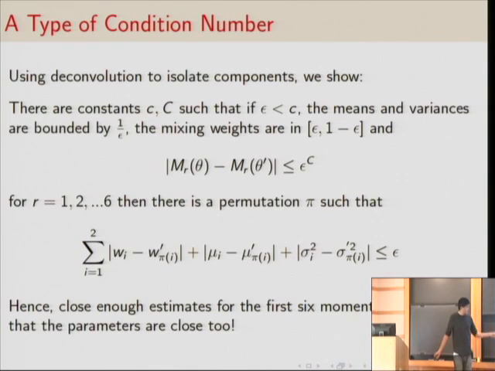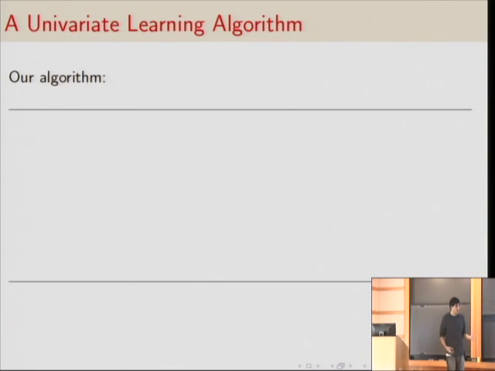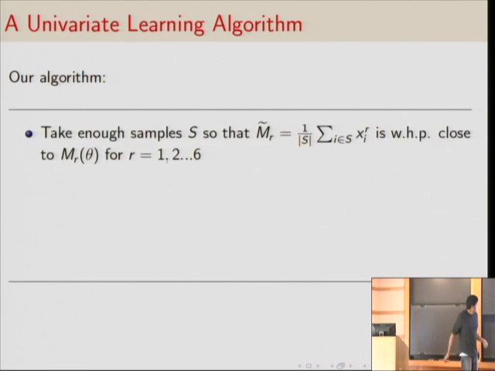In any case, this now yields an algorithm, because these two quantities, how close you need the moments to be and how close your parameters are, are in fact polynomially related. Now the univariate learning algorithm is very simple to state. All you do is take many samples from the underlying distribution, so that when you compute the empirical moments for r from 1 to 6, with high probability these empirical moments are very close to the true moments of the distribution, which will be true if I take enough samples.